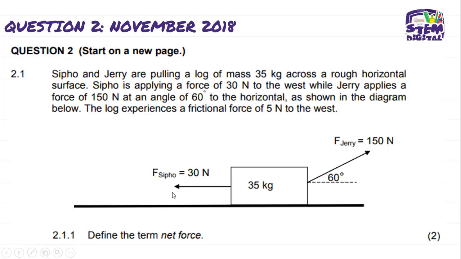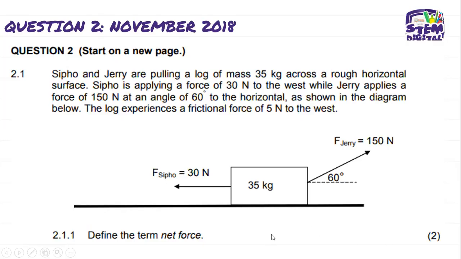So it is going in that direction to the west. Rather, instead of left, it's going west. Then we have the force that SIPO is applying in the westerly direction, which is 30 newtons. And we have the force that Jerry is applying of 150 newtons at an angle of 60 degrees to the horizontal. So in total, we have 5 forces.